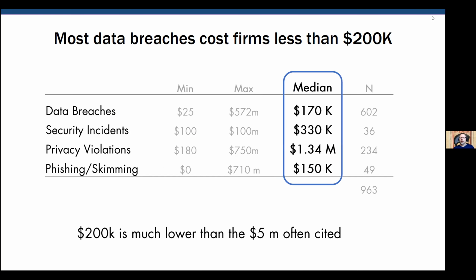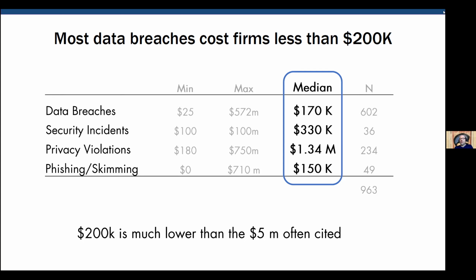Okay, so the big point of all of this is to ask, are data breaches expensive? And the answer is, I don't really think so. Yes, there are companies that lose hundreds of millions of dollars from these incidents. Here in the US, Target, Sony, and Equifax is reaching, I think, close to $1 billion in losses. And yes, that's a lot. But for most companies, most of the time, their median losses are less than a couple hundred thousand dollars for these data breaches. There's some variation in security incidents and privacy violations. I also looked at other kinds of phishing incidents, but the real point is that in half of the incidents, companies are losing less than $200,000.